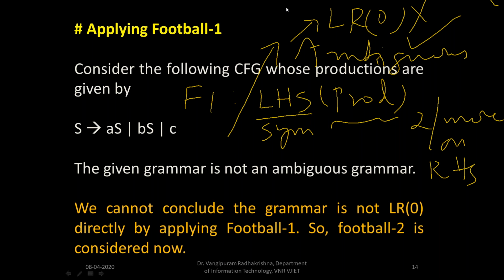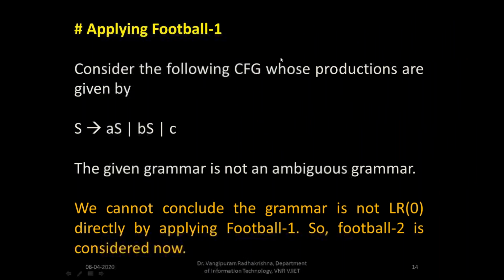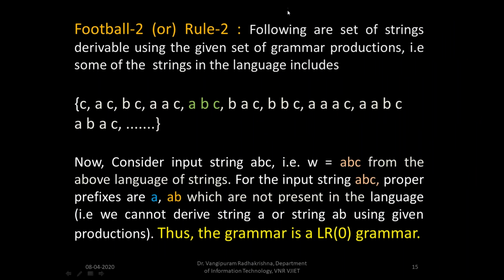So we are forced to apply rule 2 here. Now assume that we have some set of strings which are derived using the given context free grammar productions, and that we have a randomly chosen string of the form ABC. This means that the proper prefixes for this string would be epsilon. Epsilon is not available as part of the given language. We have a proper prefix of length 1, which is A. This is not available in the given language. Another proper prefix is of length 2, AB. AB is not available in the given language.